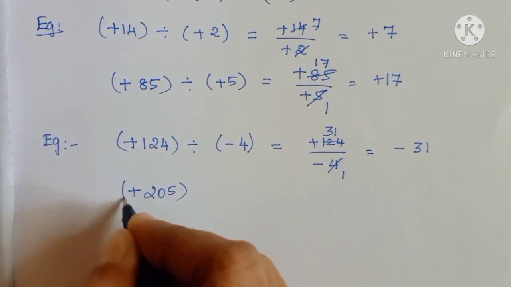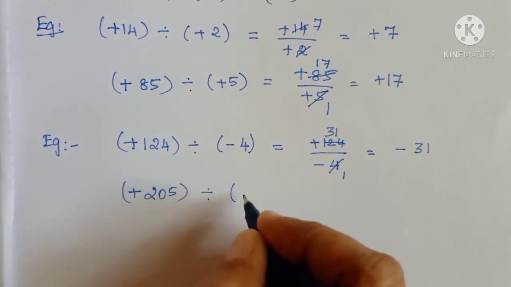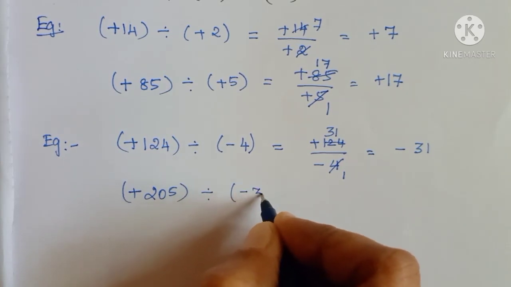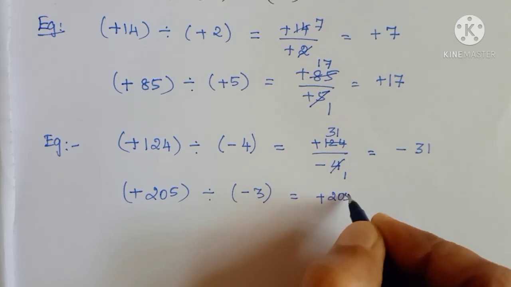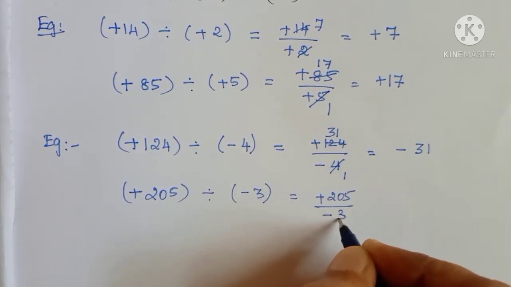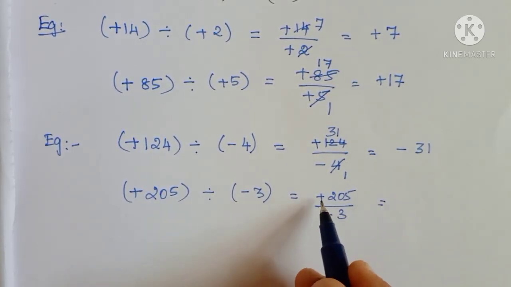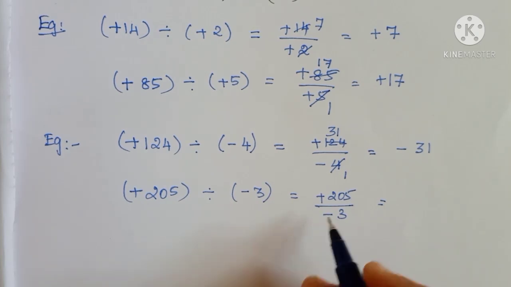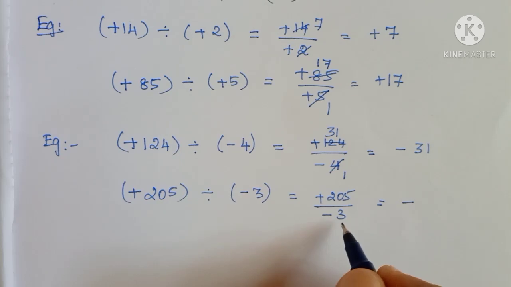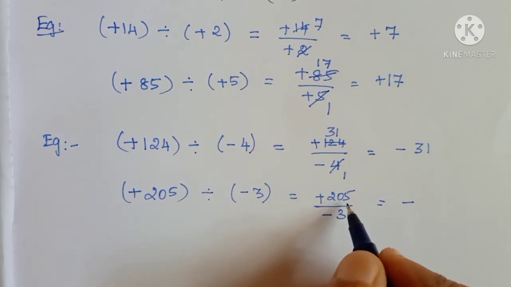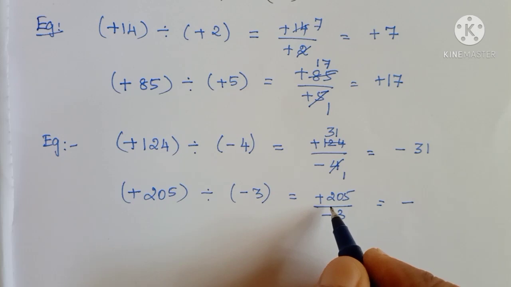Plus 205 is divided by minus 3. Now see here, plus 205 is divided by minus 3. So first what we are going to do: plus and this minus, divide, means you will get minus 205 divided by 3. Here see, a fraction is coming. Whether this number is divisible by 3 or not, we can easily check by using the divisibility rule. For 3, we will use the sum of all digits.